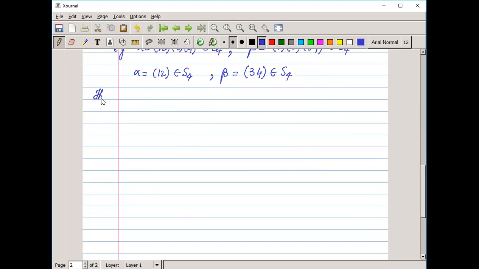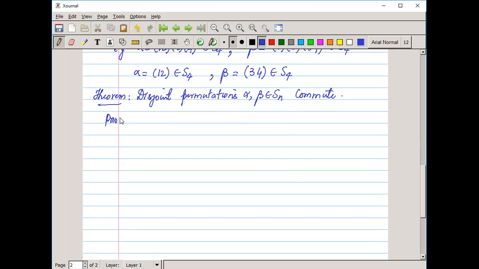Now we proceed towards a theorem on disjoint permutations. It states that disjoint permutations alpha and beta belonging to Sn commute. So actually what we need to prove here is that if we have two disjoint permutations alpha and beta, then alpha beta will be equal to beta alpha.